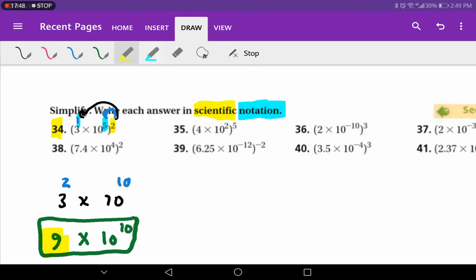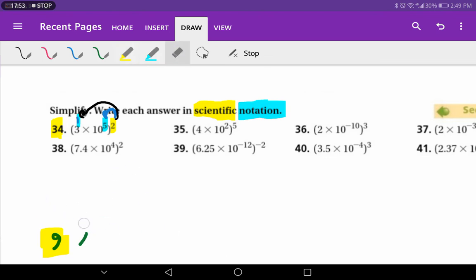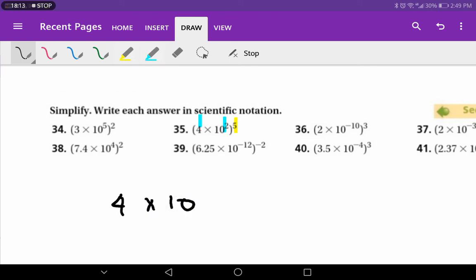Okay, I will take 35. I apply the same. 5 multiplied by 2 and 5 multiplied by 1. I write the 4 and the 10 as it is, multiply by 10. This is the first step. The second step, I write 5 multiplied by 1 equal 5, and 5 multiplied by 2 equal 10. I have to find out this.